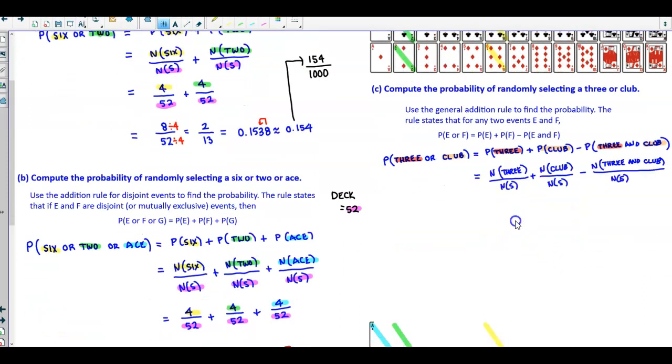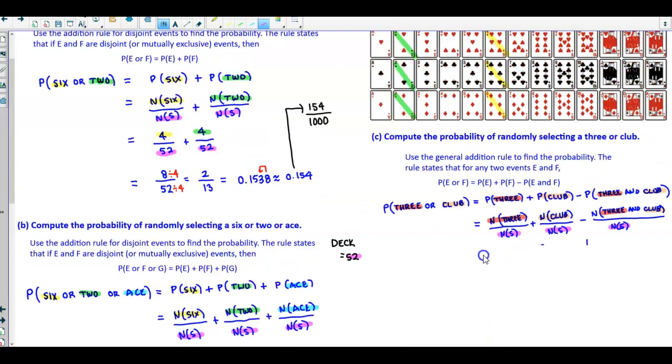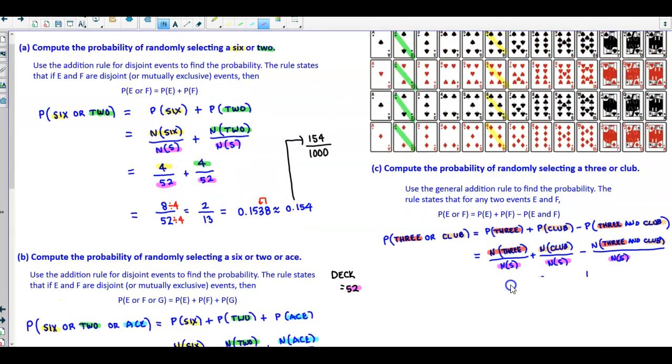So now what we're going to do is use our formula. So recall here that we want to find the number of outcomes of a 3 over the total in the sample, plus the number of outcomes that's a club divided by the total in the sample. And then we're going to subtract the number of outcomes that have a 3 and a club divided by the total in the sample. Okay, so what does that mean? Well, that means the following.